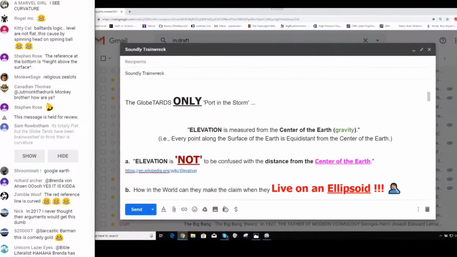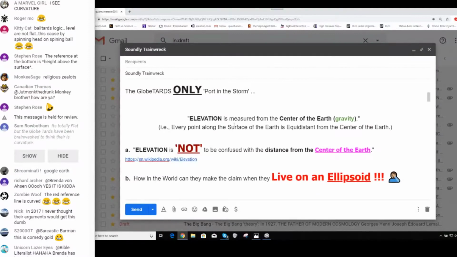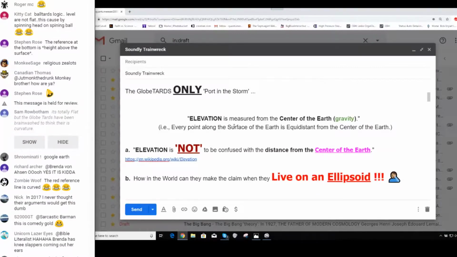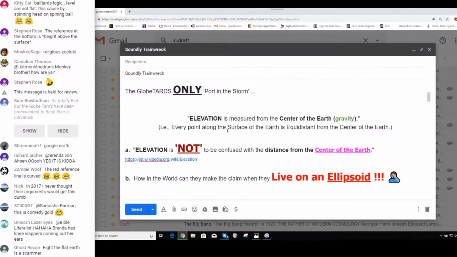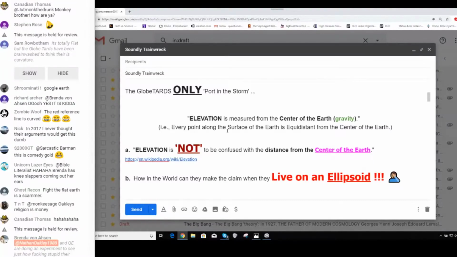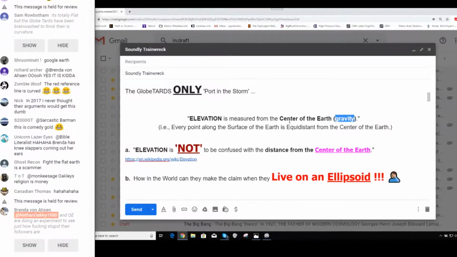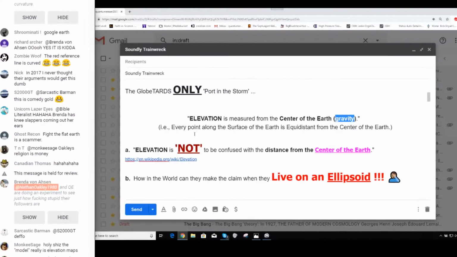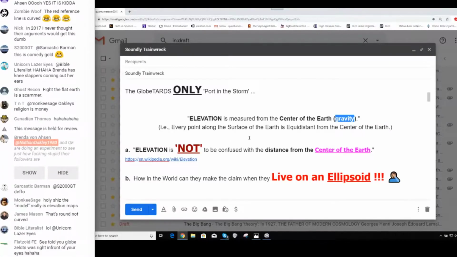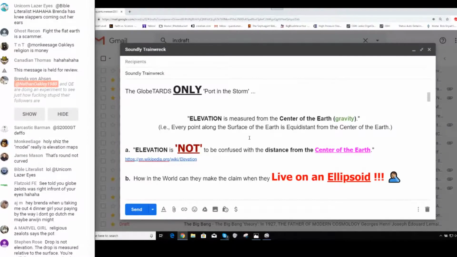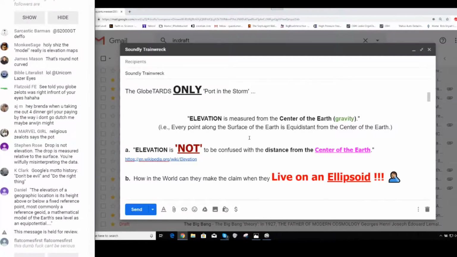Now, the globetards' only port in the storm against our model is this claim: elevation is measured from the center of the Earth. That's just code for gravity, right? They put gravity into everything. I think it's in their scrambled eggs in the morning, right? So that is every point along the surface of the Earth is equidistant from the center of the Earth.